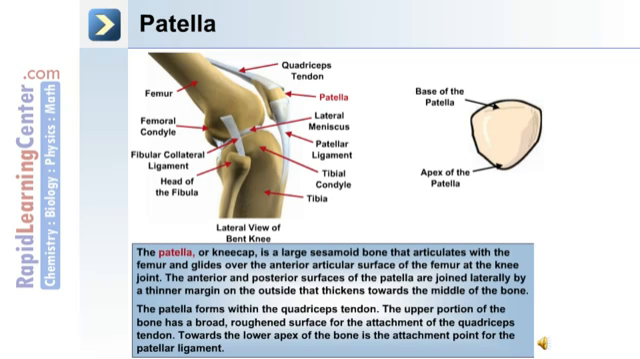The patella or kneecap is a large sesamoid bone that articulates with the femur and glides over the anterior articular surface of the femur. The anterior and posterior surfaces of the patella are joined laterally by a thinner margin on the outside that thickens towards the middle of the bone. The patella forms within the quadriceps tendon, and the upper portion of the bone has a broad, roughened surface for the attachment of the quadriceps tendon. Towards the lower apex of the bone is the attachment point for the patellar ligament.